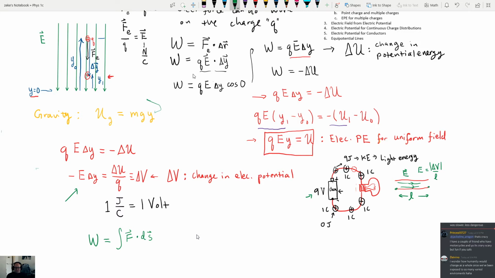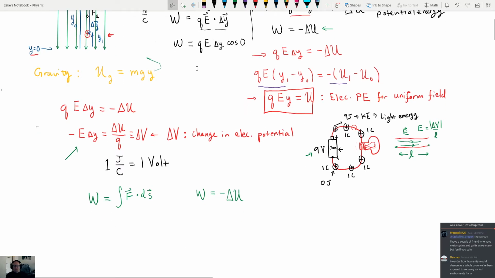And then keeping in mind that the work done is equal to the negative of the change of potential energy, which is the same thing that we used right here, then we can equate this to the change of potential energy. So we can say that negative delta U should be equal to the integral of F dot ds. But now what we'll do is, just as we did before, we'll replace the force, because the force is always going to be q times the electric field, dot ds.